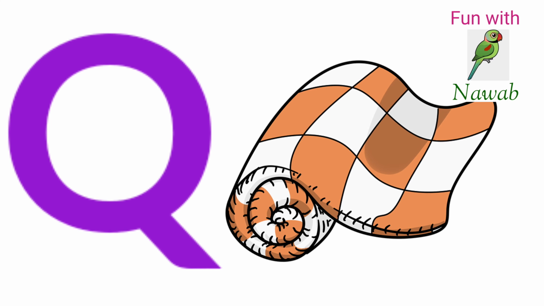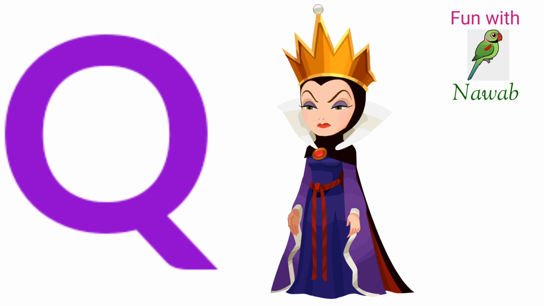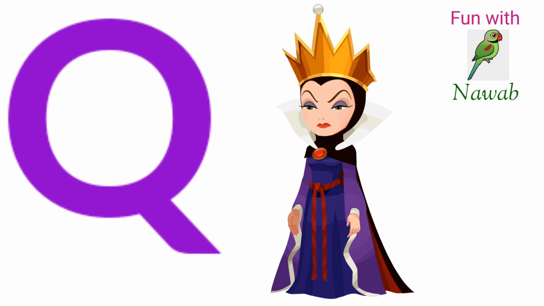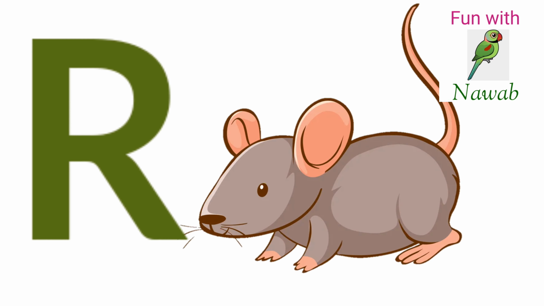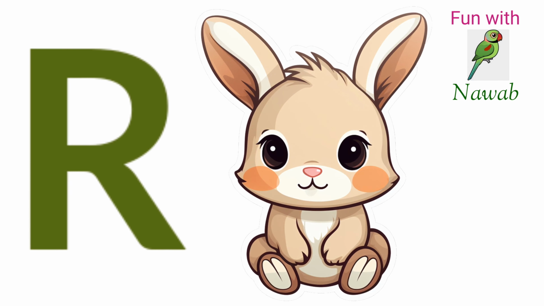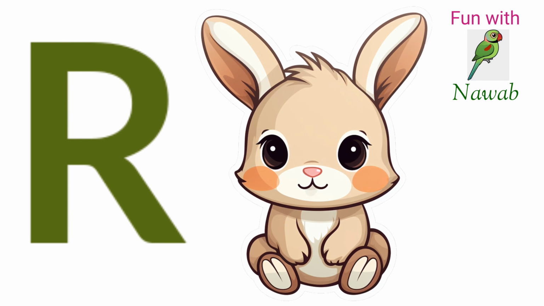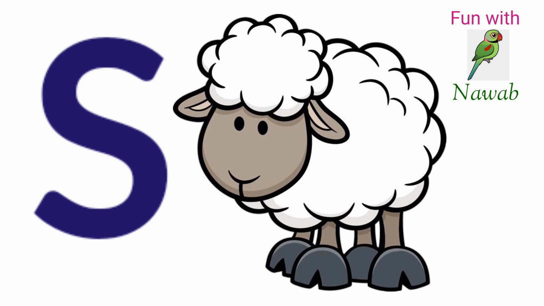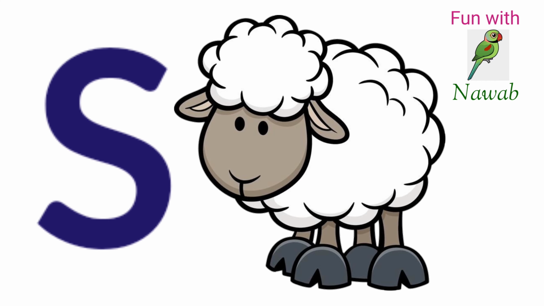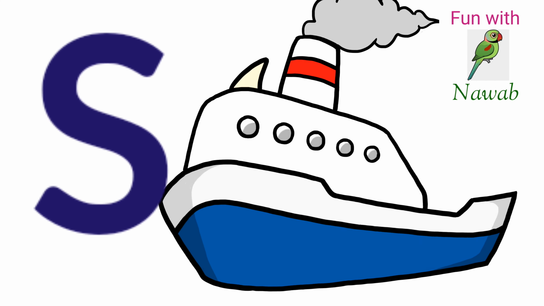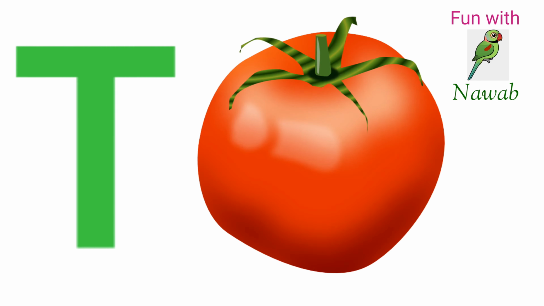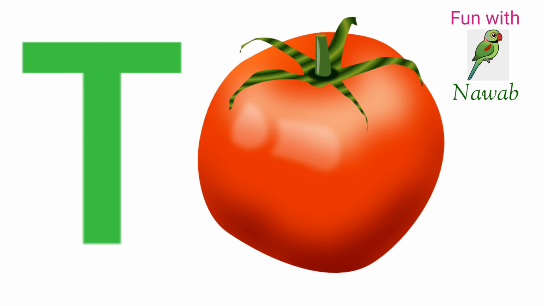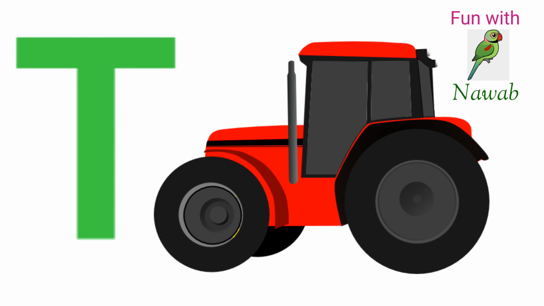Q for quilt. Q for queen. R for rat. R for rabbit. S for sheep. S for ship. T for tomato. T for tractor.